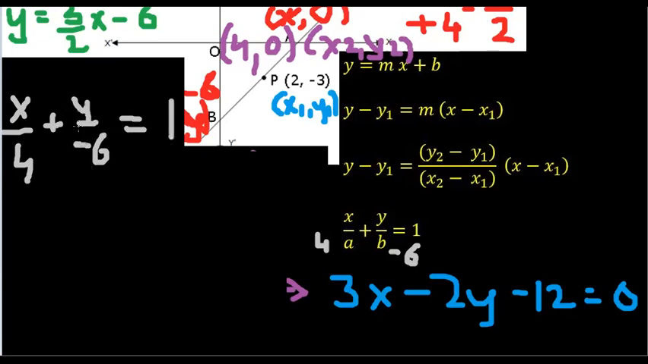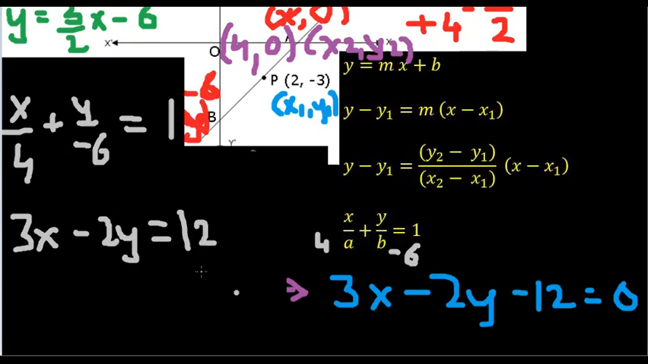But if you were to simplify this, what I would do is multiply the whole thing by the LCM of the denominators. And the LCM of 4 and 6 is 12, I think. So if I multiply both sides by 12, this x by 4 becomes 3x. This y by negative 6 becomes negative 2y. And this becomes 12. So if you were to shift the 12 over to the other side, what you realize is that you again get the same equation.